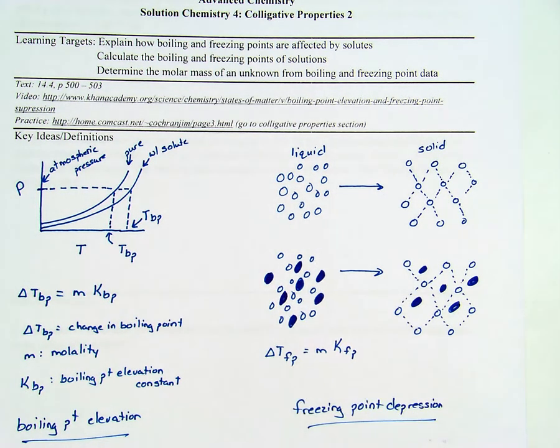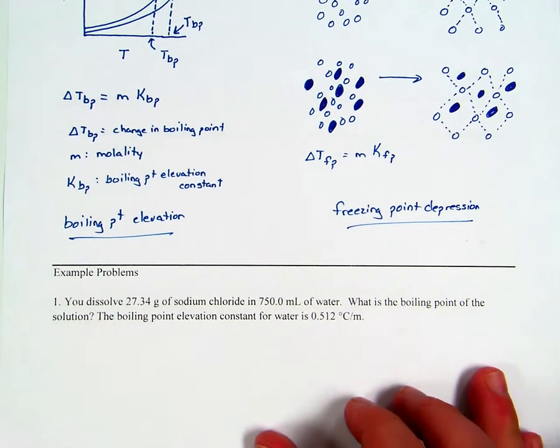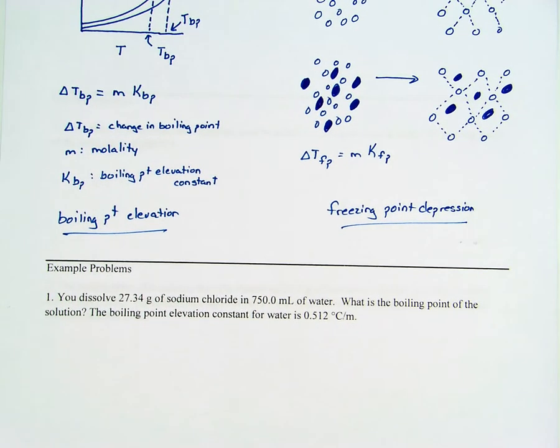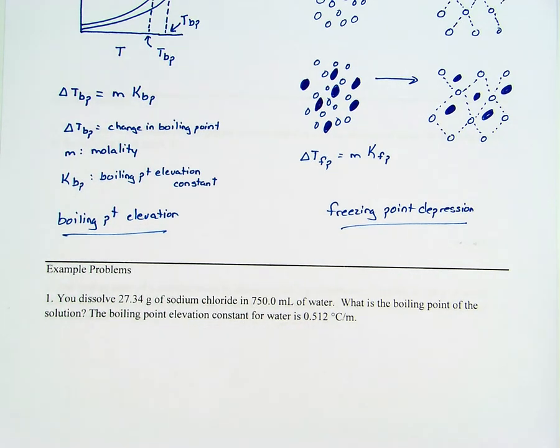All right, let's look at the example problems here. First one, it says you dissolve 27.34 grams of sodium chloride in 750 milliliters of water. What is the boiling point of the solution? The boiling point elevation constant for water is 0.512 degrees Celsius per mol. So we've added a solute to water. We know that is going to cause the boiling point to go up. We want to know how much it goes up by and then what that will cause the boiling point to be.